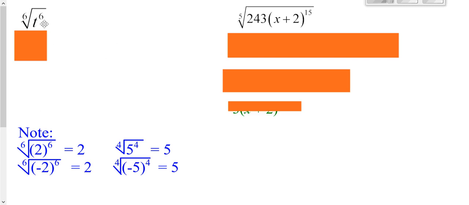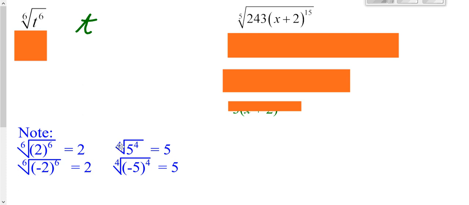So on this one here, you might think your answer is just t. Well, yes and no. So take a look down below here. If I have 2 to the 6th inside my 6th root, I do get 2. But if it's a negative 2 raised to the 6th, I get a positive 2. Because if you work out the inside here, a negative 2 multiplied by itself 6 times ends up being positive. And then you can take the even root of a positive number. And when you take an even root of a positive number, you get out a positive number.